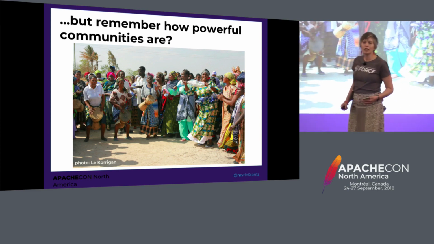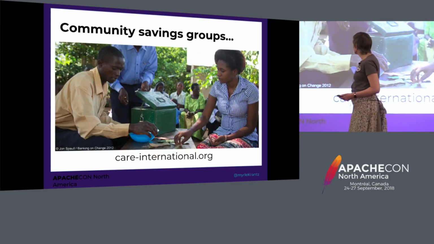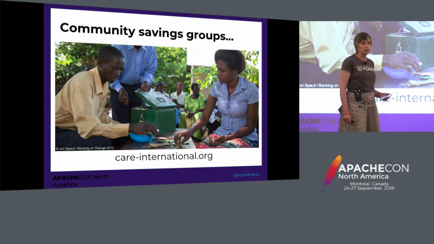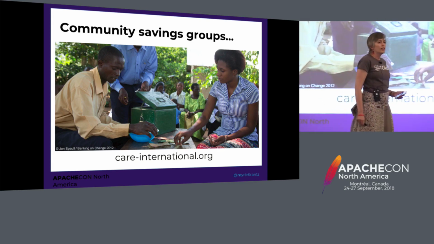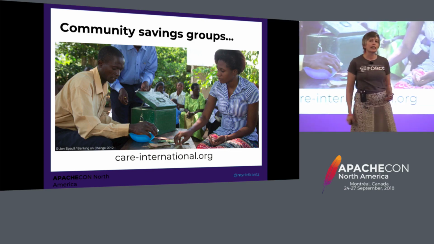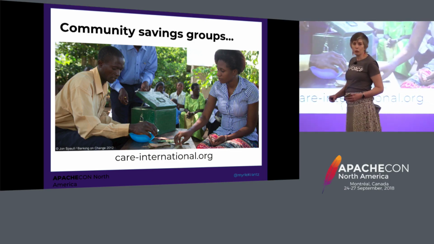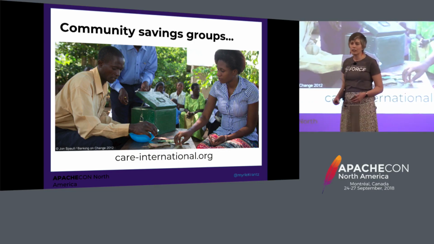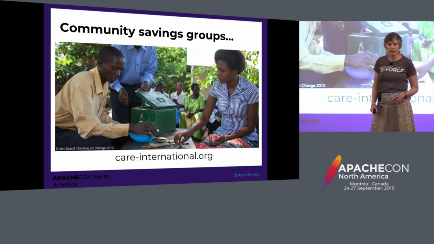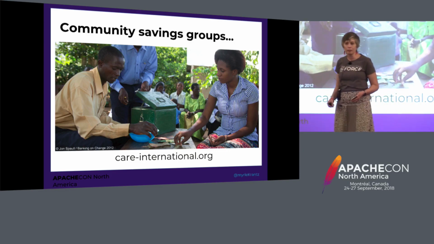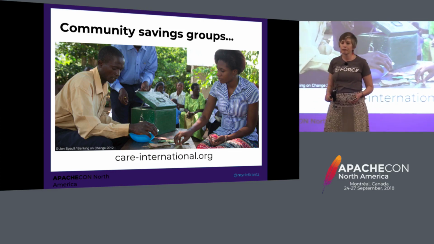So what does community banking look like? CARE is actually working on something called savings groups. Savings groups is community lending by the community for the community. More specifically, what is a savings group? Well, a group of people gets together. They get themselves a box like this one here. It usually has 2 or 3 locks on it. And they get themselves a ledger.